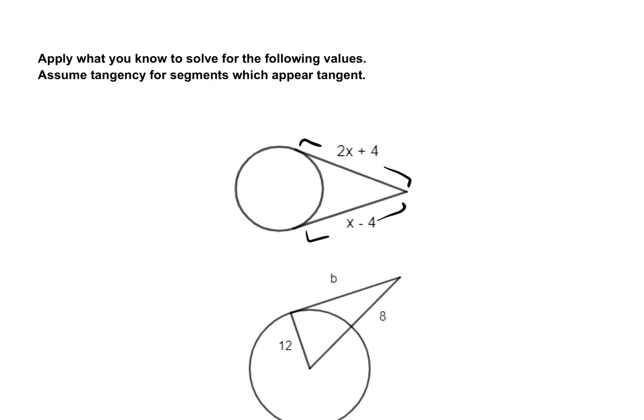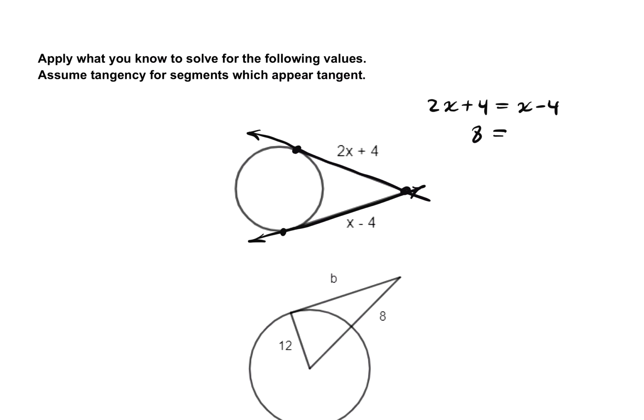We just found out from our previous theorem that these two lines are tangent to the circle, and they intersect at this point. Then these segments from the point of tangency to the point of intersection must be congruent. Since these are congruent, I'm going to set them equal to each other: 2x plus 4 is equal to x minus 4.